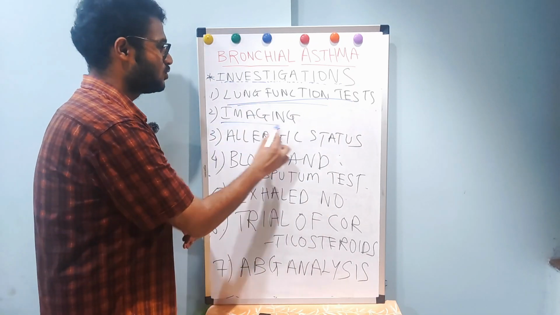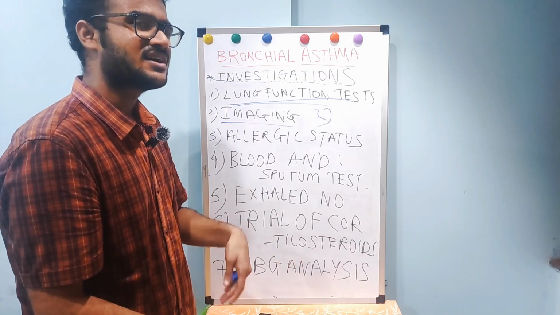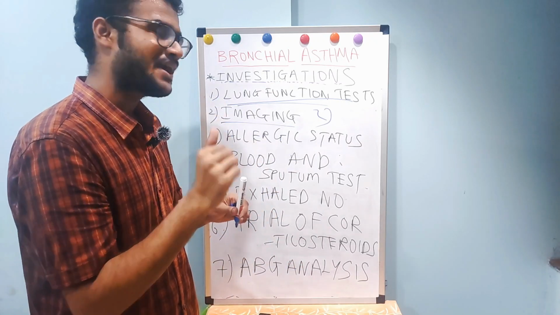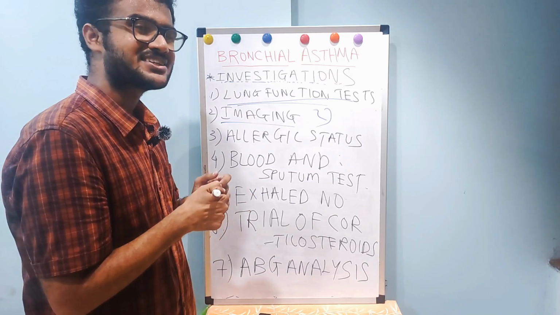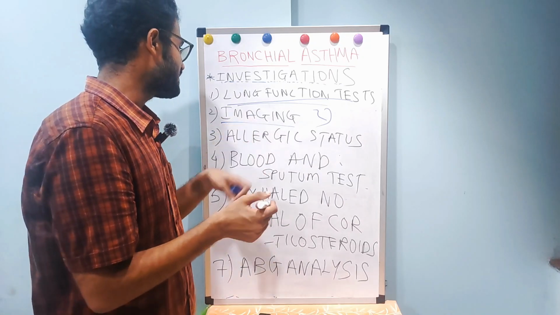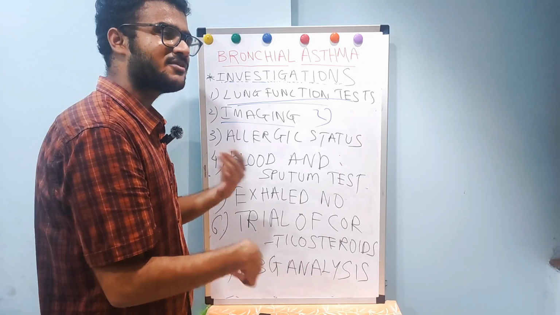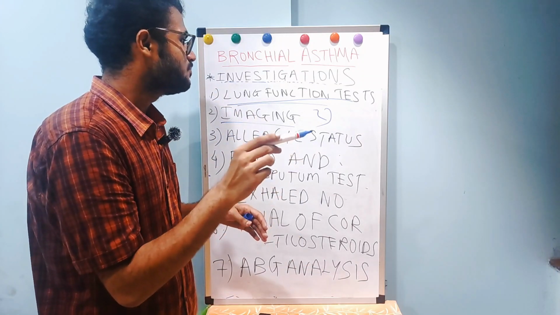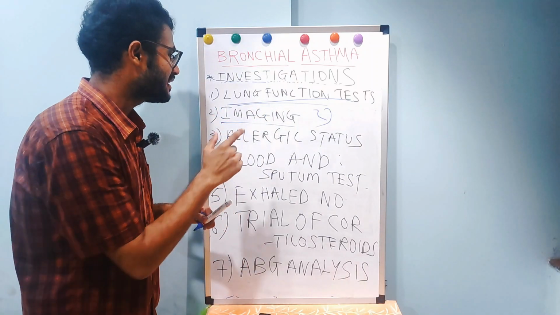Now imaging, two tests: first is the chest x-ray, then high resolution CT. In chest x-ray, there is overinflation during acute attacks because of air trapping, and it helps us to exclude complications like pneumothorax, lobar collapse, bronchopulmonary aspergillosis. And second is high resolution CT, wherein we can find abnormal dilatation, bronchiectasis, the complications, and also the thickness of the bronchial wall. So basically that is imaging.